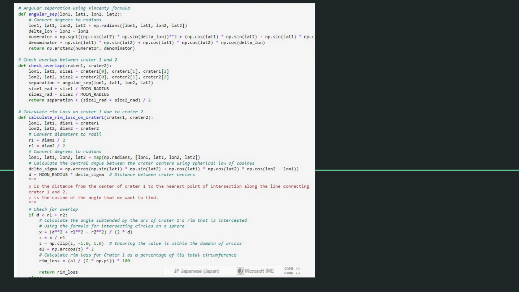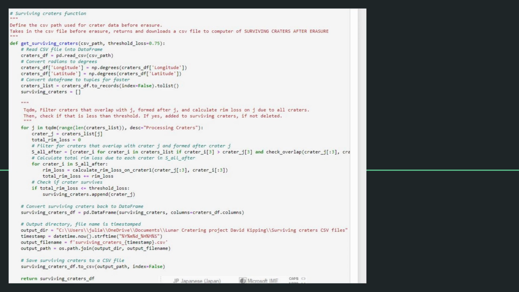Finally, I can create my crater survival function. This code will take in a CSV file with longitude, latitude, diameter, and time step, and will output a CSV file with the surviving craters only. For a crater J, it creates a subset of craters that overlap with crater J and are formed after J. Then, it calculates the rim loss on crater J due to each crater and adds them all up. If that total is less than 75%, it survives. It repeats this process for every crater and produces a CSV file with a list of craters, their longitude, latitude, diameter, and time step. Then it was time to test the code.